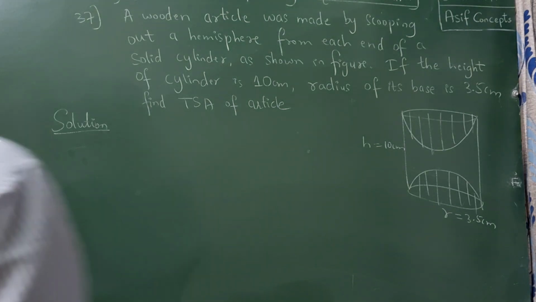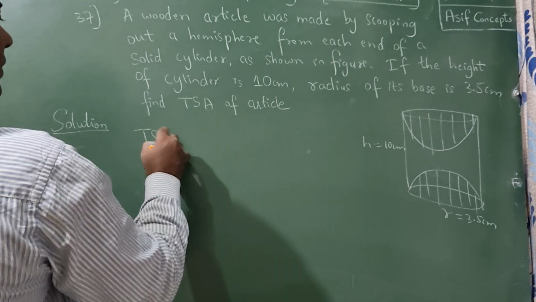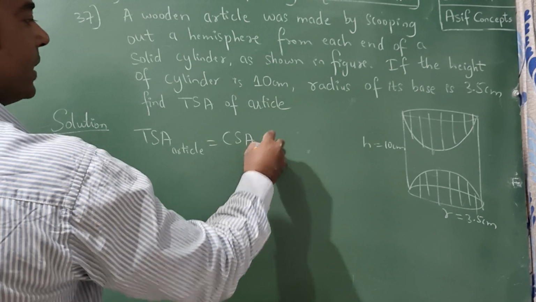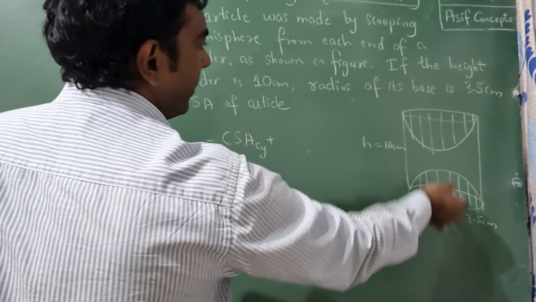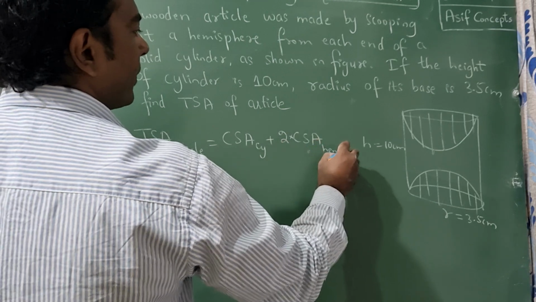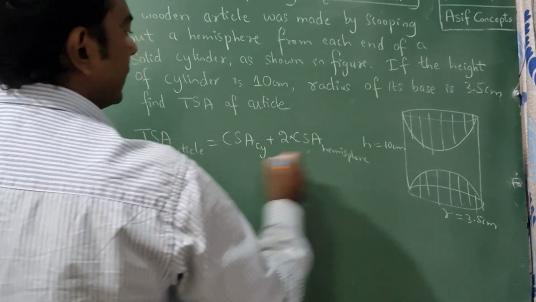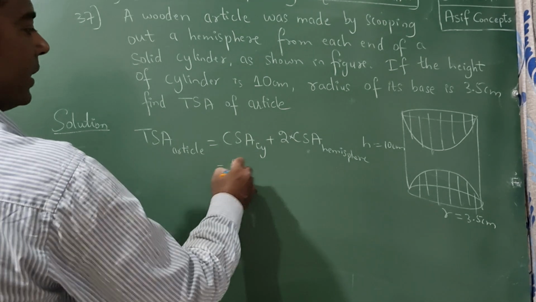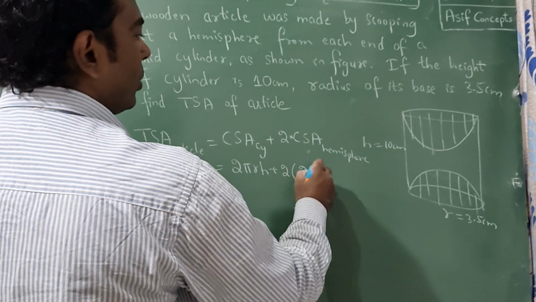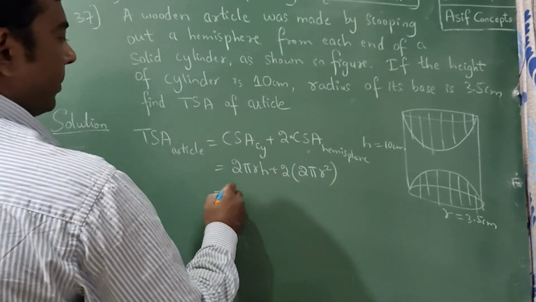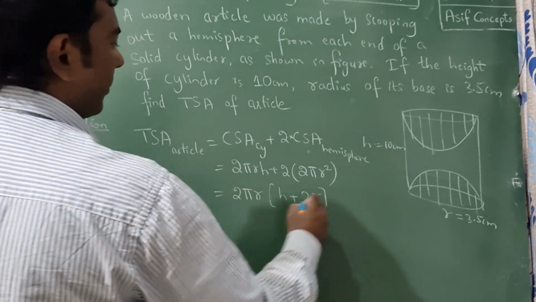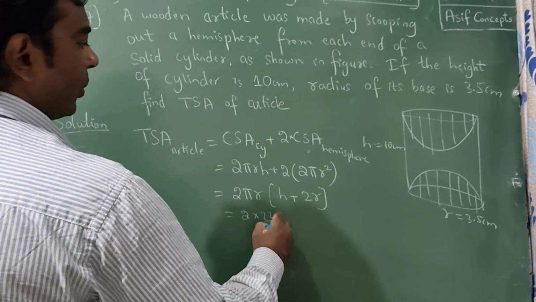Now find the total surface area of the article. Now total surface area of the article is equal to curved surface area of a cylinder plus how many hemispheres are there? 2. So 2 curved surface area of a hemisphere. Now what is the formula for curved surface area of a cylinder? It is 2 pi rh plus 2 into curved surface area of a hemisphere, which is 2 pi r square. Now take common. 2 pi r is common. So h plus 2r.